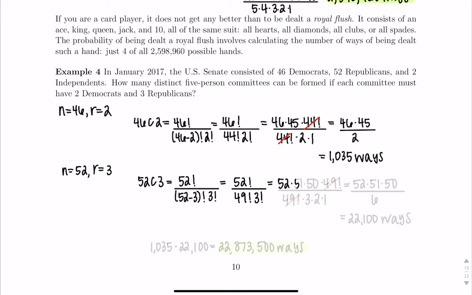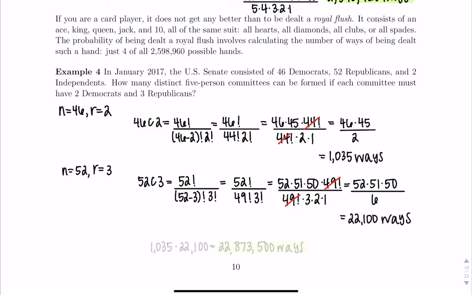So we have 52 times 51 times 50 times 49 factorial all over 49 factorial times 3 times 2 times 1. And so we can cancel 49 factorial, and we're left with 52 times 51 times 50 all over 3 times 2 times 1, which is 6. And so we get 22,100 ways to pick Republicans.